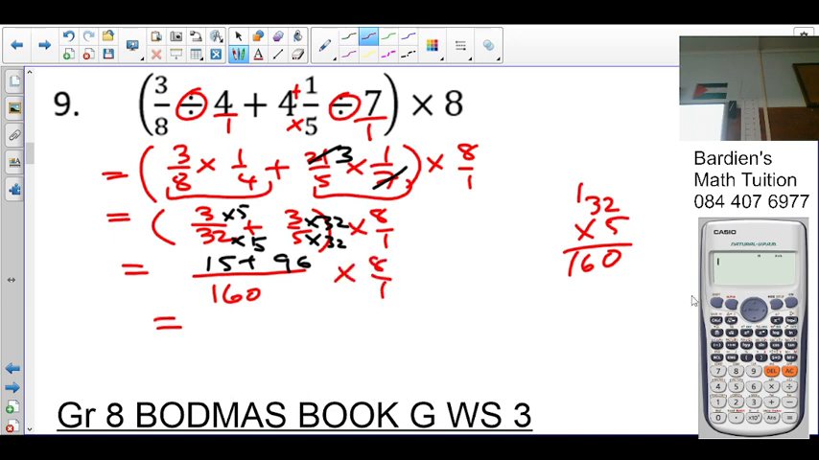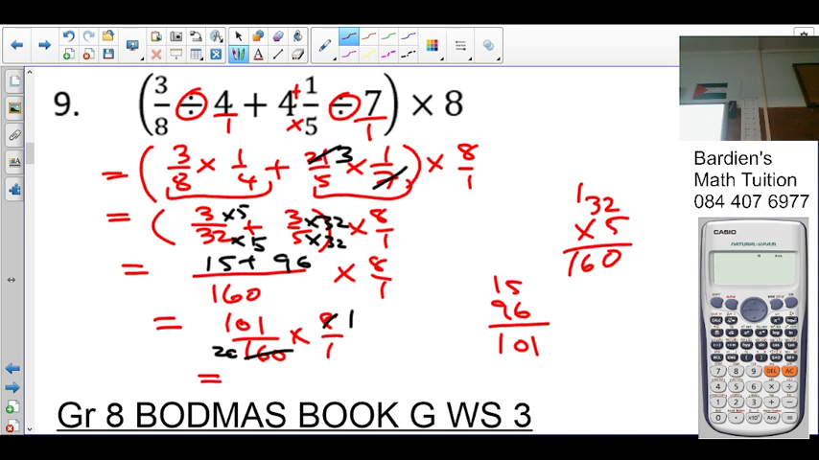So 15 plus 96 is 101. Is that correct? 101 over 160 multiplied by 8 over 1. So it's 8 going into 8 once, 8 going into 160, 20 times. No? So it's 101 over 20.